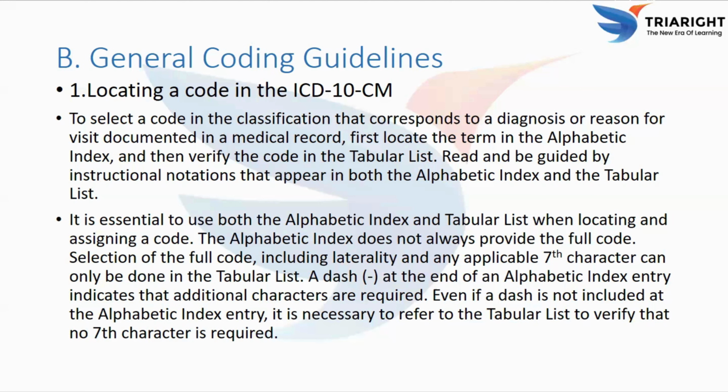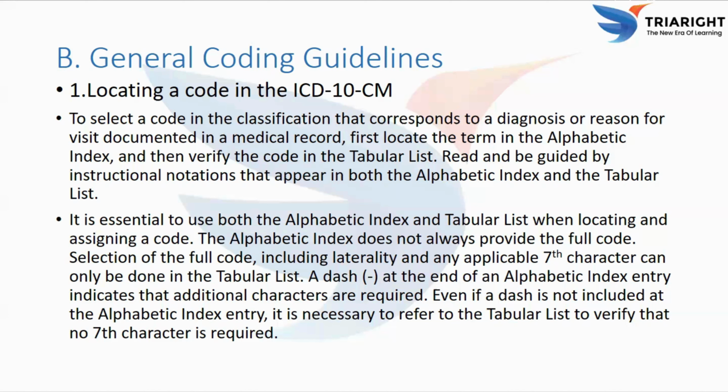Coming to the point, how to locate a code in ICD-10? It's a step-by-step process. First you have to start in the alphabetic index. You have to look up the main term for the diagnosis or for the reason for visit. This index gives you a suggested code. After seeing in the alphabetical index, then you have to verify in the tabular list. You should always check the tabular list to confirm the full and correct code.